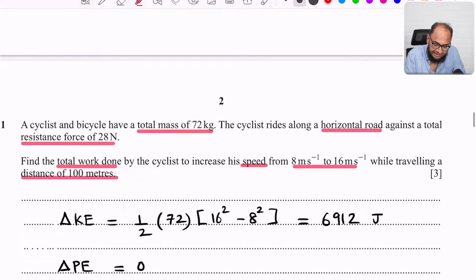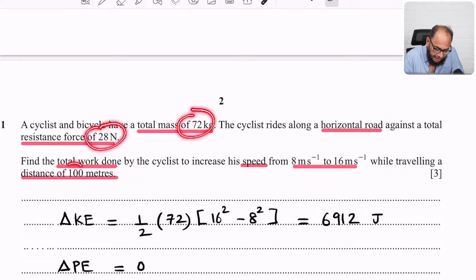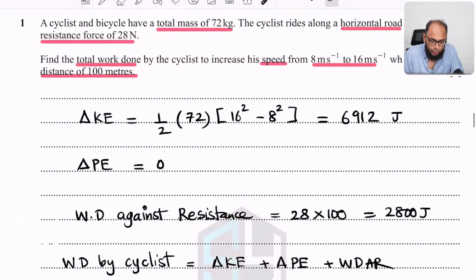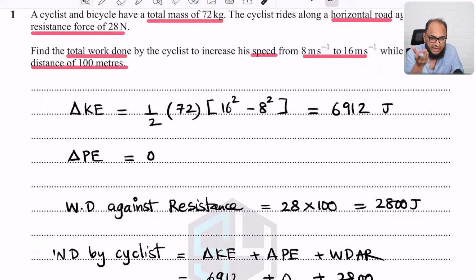Now, the question says a cyclist and a bicycle have a total mass of 72 kg. The cyclist rides along a horizontal road against a total resistance of 28 Newton. Find the total work done by the cyclist to increase the speed from 8 to 16 while traveling a distance of 100 meters. So what are the things that we need to focus on? It's a horizontal road, the mass, the resistive force, the distance, the change in speed. When the speed increases, that means the kinetic energy increases. So the change in kinetic energy is positive, half m times v squared minus u squared. Therefore, this is positive.